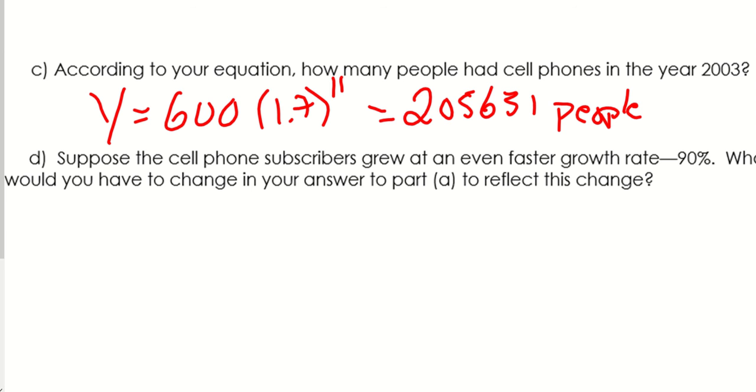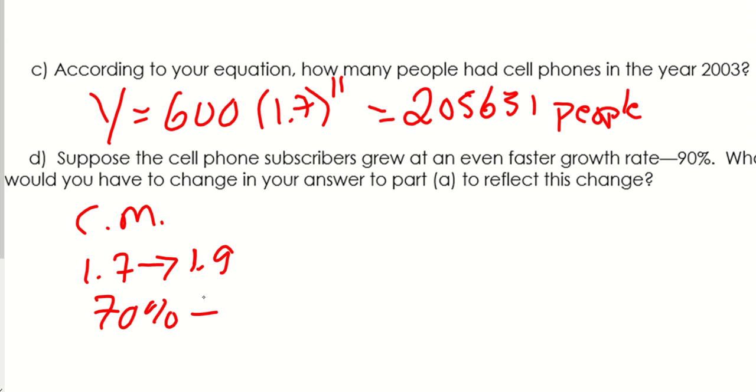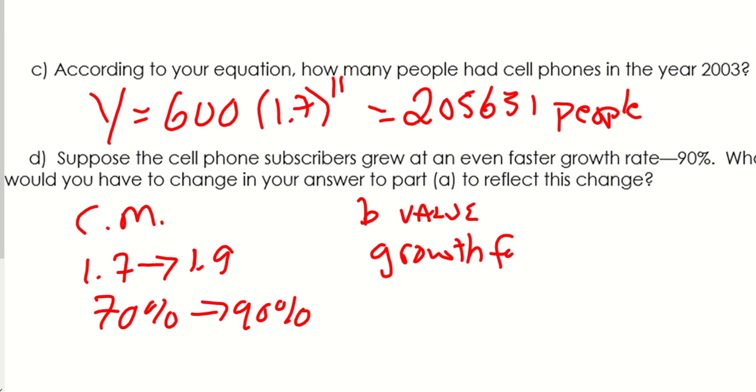And finally, if they grew at a faster growth rate, 90%, what would you have to change? A lot of answers I took here. You would have to change constant multiplier. The 1.7 will become 1.9. 70% would have to become 90%. The B value would have to change. The growth factor would have to change. So anything along those lines, I accept it as a correct answer of what you would need to change in part A to reflect a different growth rate.